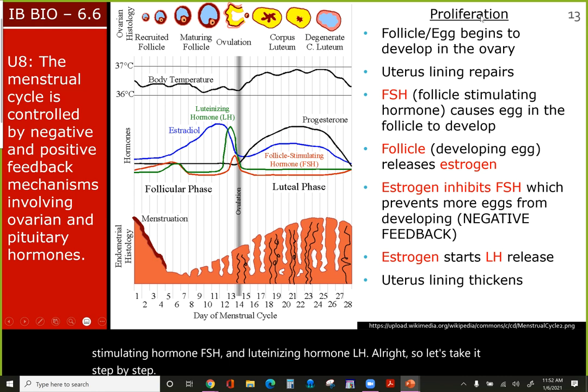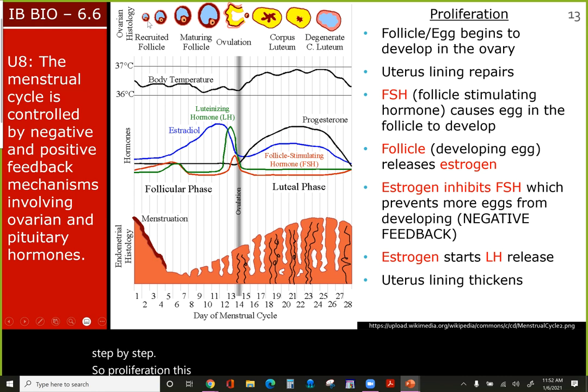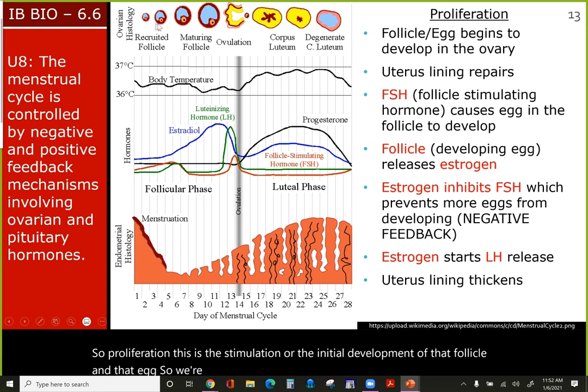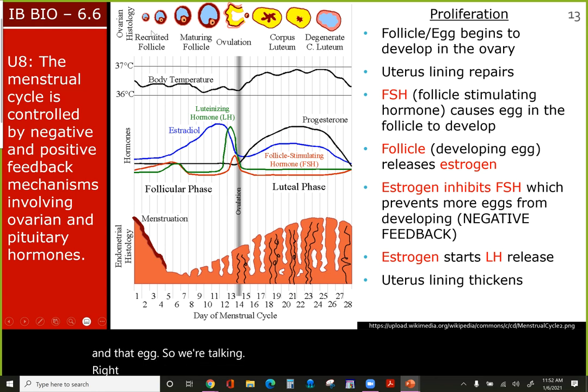So proliferation. This is the stimulation or the initial development of that follicle and that egg. We're talking right here, the first couple of days. This is also during menstruation. We have the egg that's developing inside the follicle. After the initial menstruation, you start to see that uterus lining repairing, preparing for the next egg in case it gets fertilized.